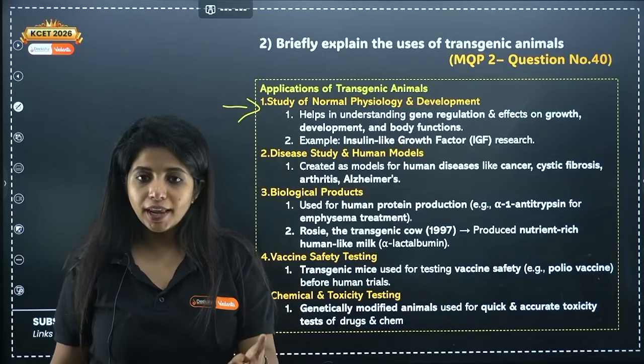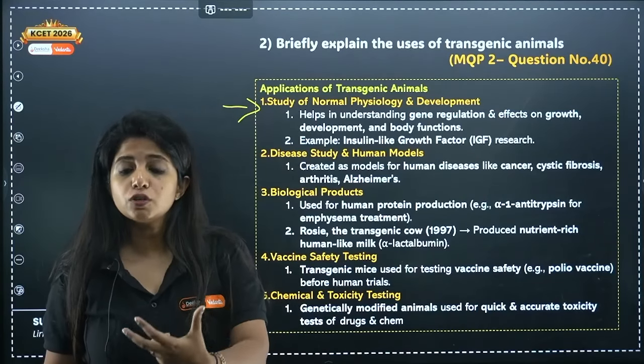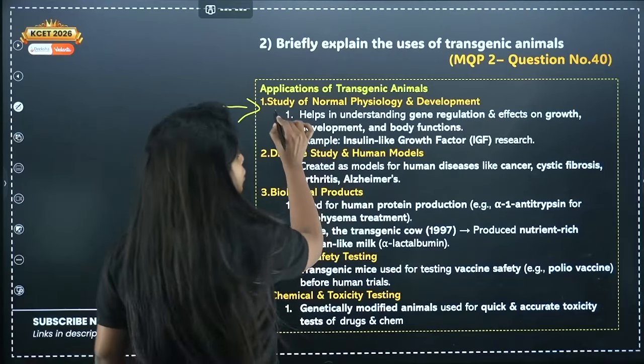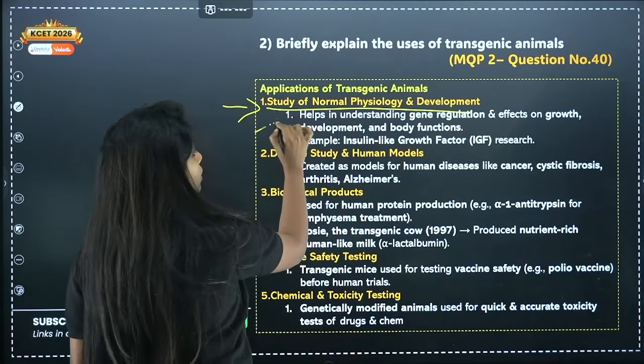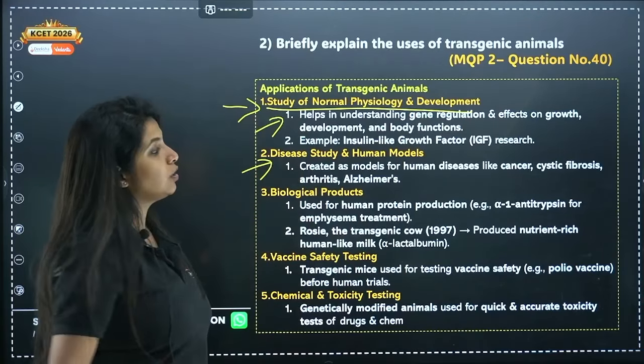We put it inside an organism and see what functions they perform by observing the changes that happen in growth and development. Get it? So to study normal physiology and development, we can use transgenic animals. Second, disease study and human models.